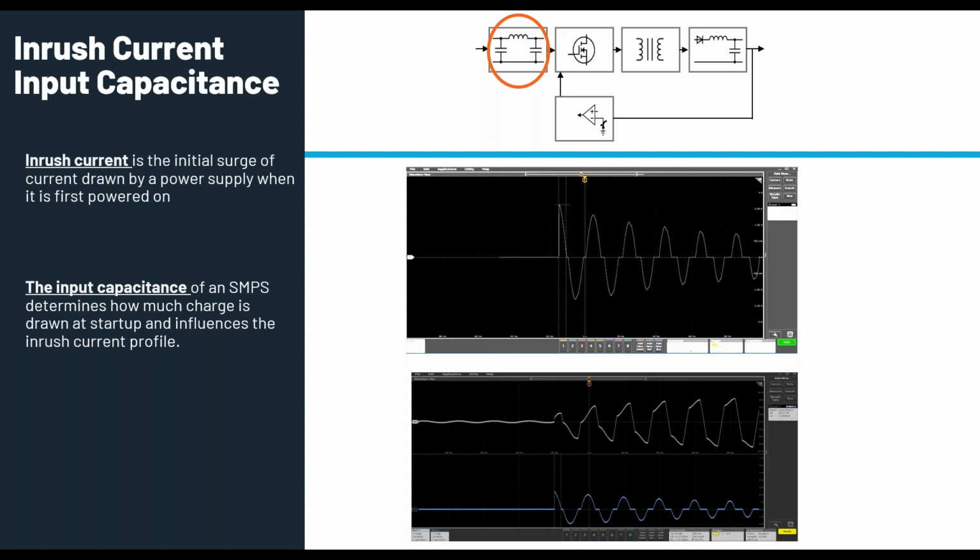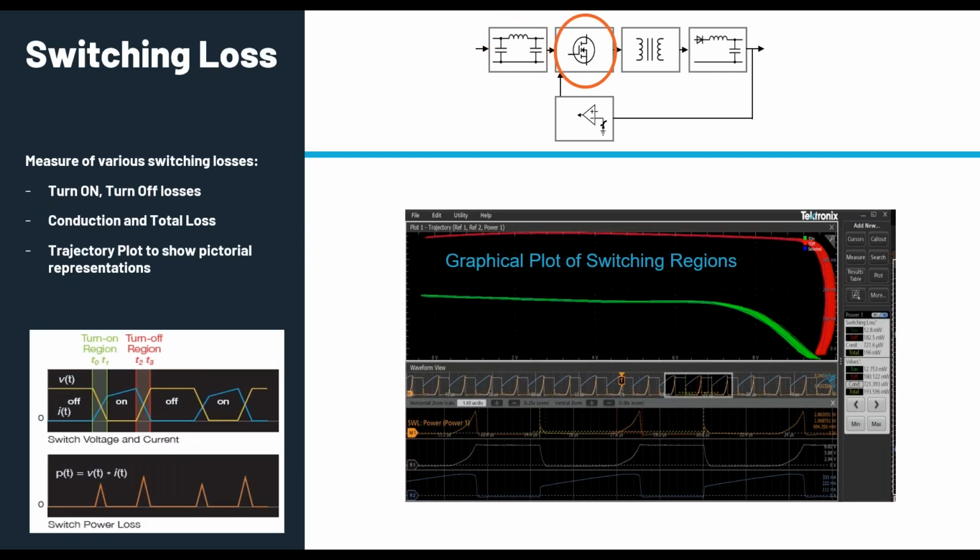And you can also optimize. There can be some EMI effects because of this, which is very important to optimize. So by knowing the behavior of things like inrush current and capacitance, we can actually optimize the EMI filters as well. So this is about the input section.